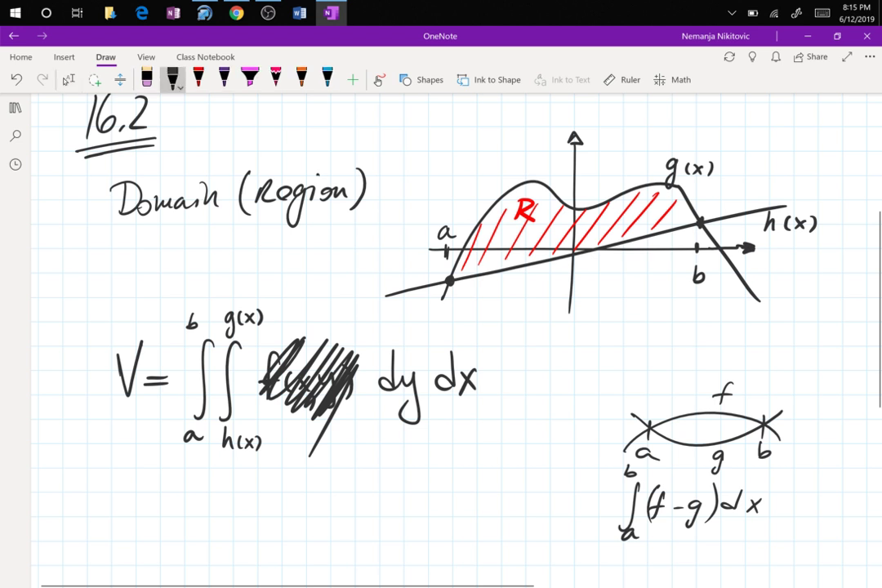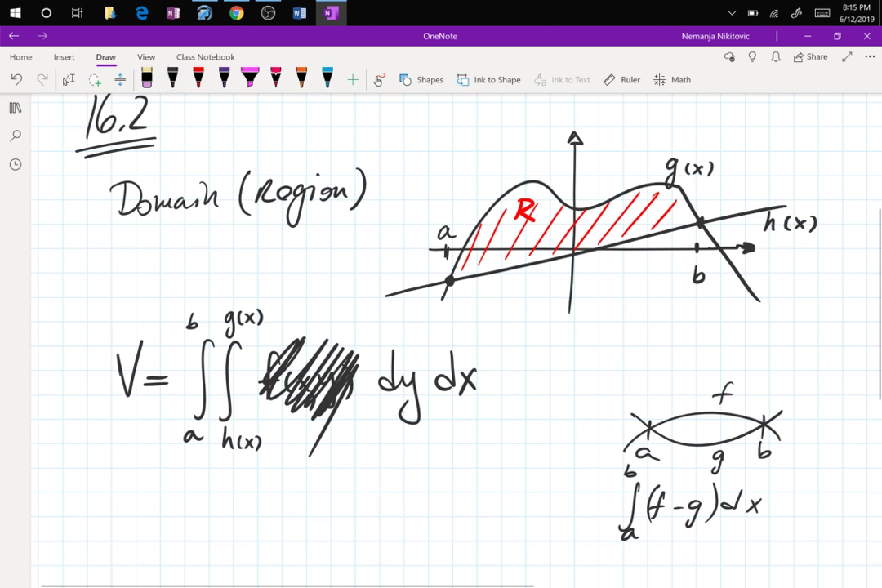Well, what happens if you integrate 1? You get y, which is going to be computed from h to g. When you plug in g, you get g minus h, and you still have the dx integral to work on. It's the same. It collapses to that formula.